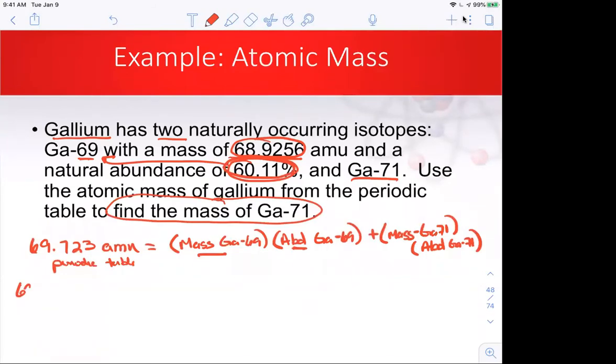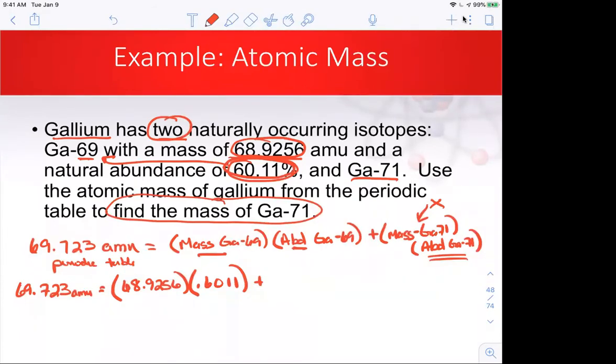So 69.723 is equal to 68.9256 times 0.6011. But how do I get this? This is what I'm actually solving for. Do I know the abundance here? The key here is I have two isotopes. So the percentage of gallium-69 plus the percentage of gallium-71 has to equal 100.